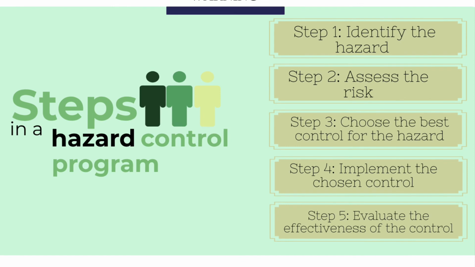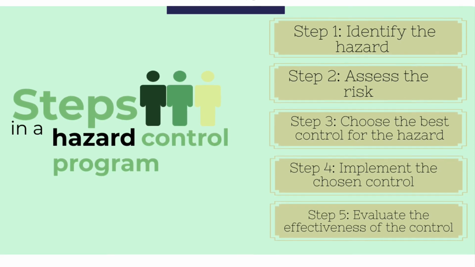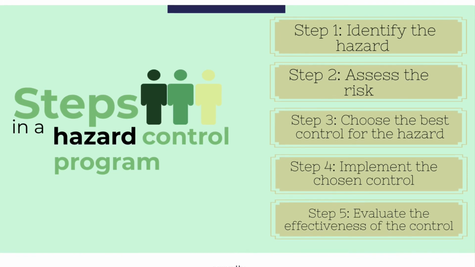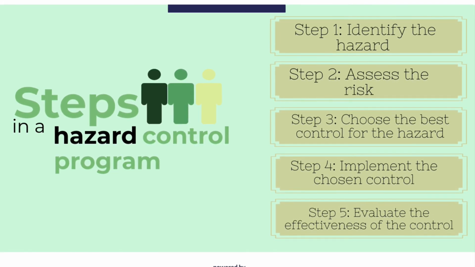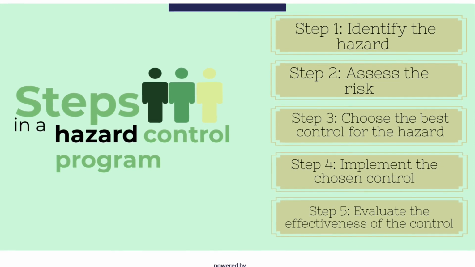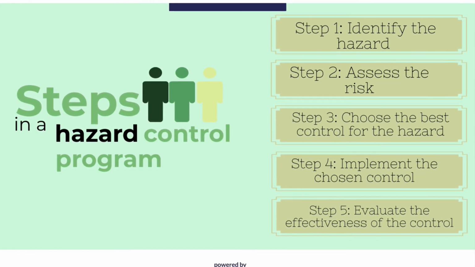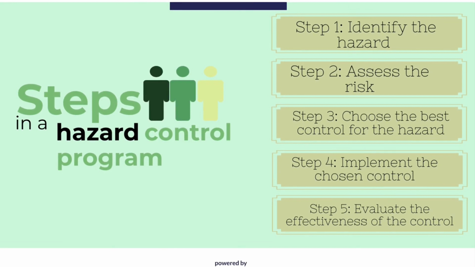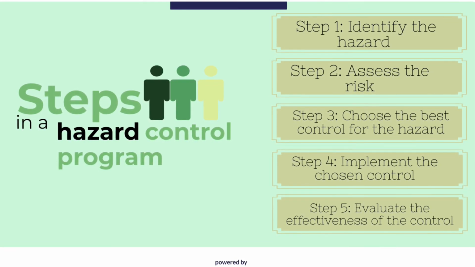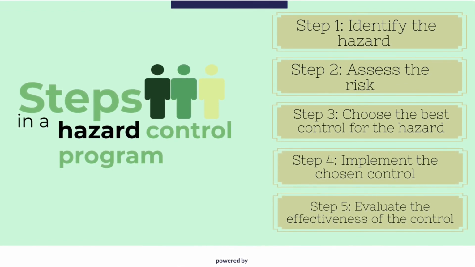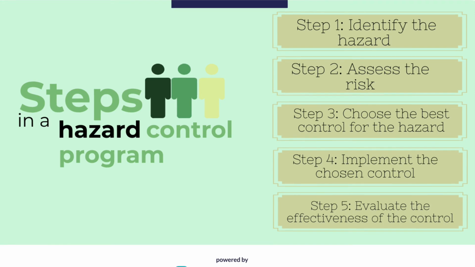Steps in a hazard control program. Just like the risk, hazard also has steps in controlling hazard, which are Step 1. Identify the hazard. Step 2. Assess the risk. Step 3. Choose the best control for the hazard. Step 4. Implement the chosen control. Step 5. Evaluate the effectiveness of the control.